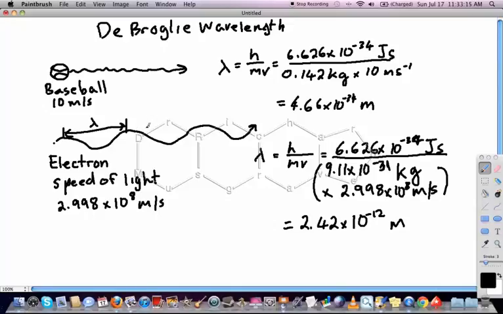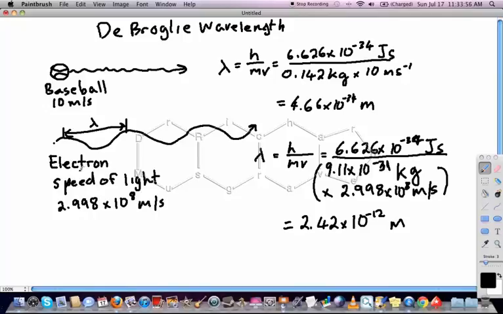And we notice that for a baseball, if we plug everything in, we've got h, which is Planck's constant, a very small value, 6.626 times 10 to the negative 34 joule seconds. The mass of a baseball is about 142 grams, which is 0.142 kilograms, and we're saying that it's traveling at 10 meters per second. In that instance, we find the wavelength to be 4.66 times 10 to the negative 34 meters. That's a very, very small wavelength. In fact, we can't measure that. And so for everyday objects, even though they do have a de Broglie wavelength associated with them, we can't measure it and we don't notice it for everyday objects.